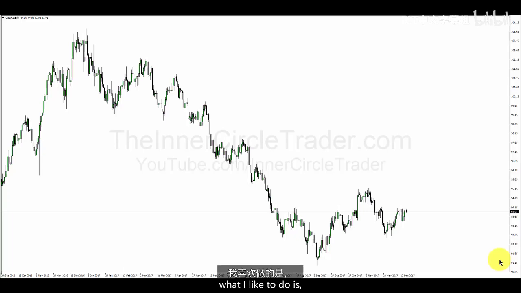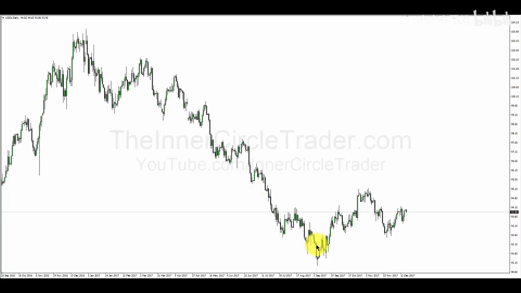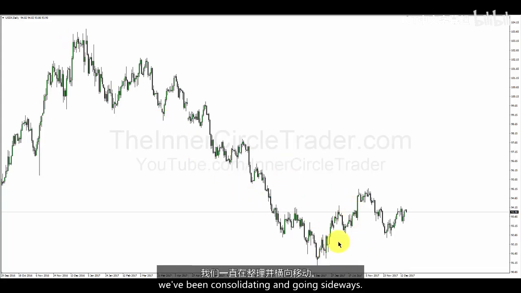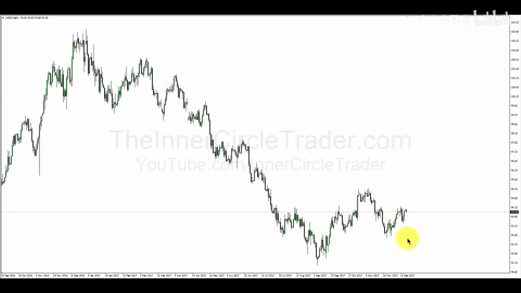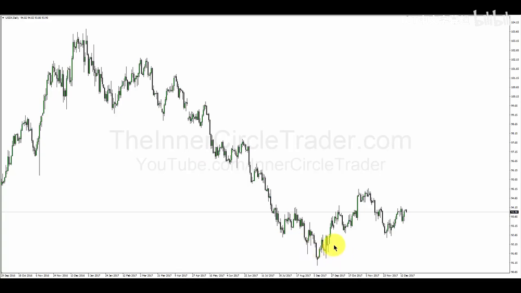So what I like to do is, number one, I like to cycle through all the majors, but I begin with the dollar index. And from a dollar daily, okay, we can see that we have been trading lower. And ever since around August, we've been consolidating and gone sideways. Now, the prevailing trend has been down for the entire year on the dollar, and we created a rather significant low here, and we've rallied up. So we've broken this high.